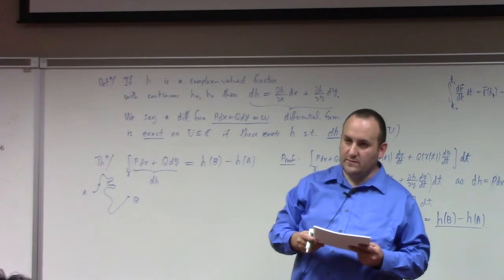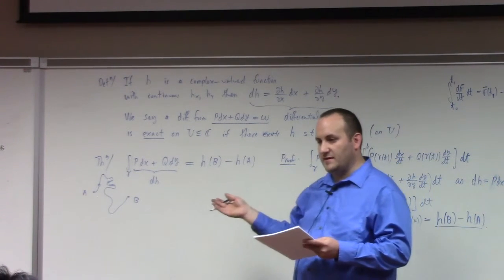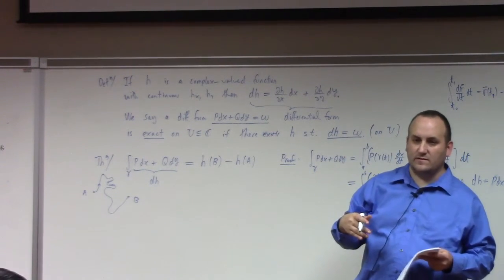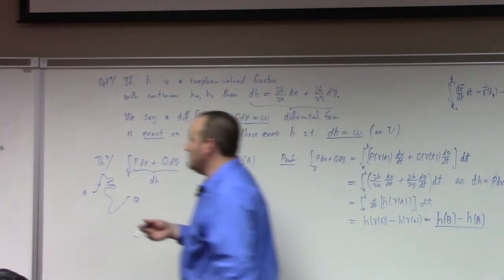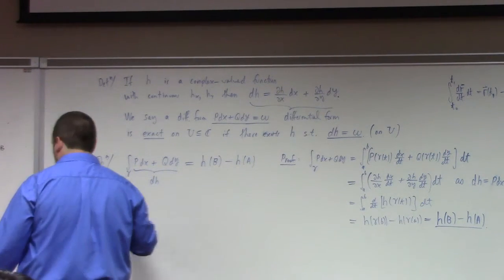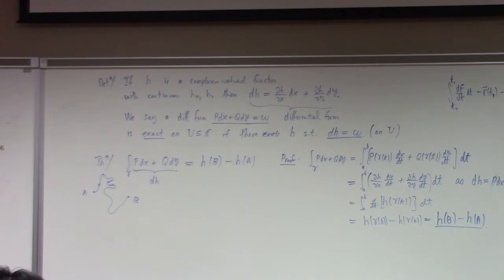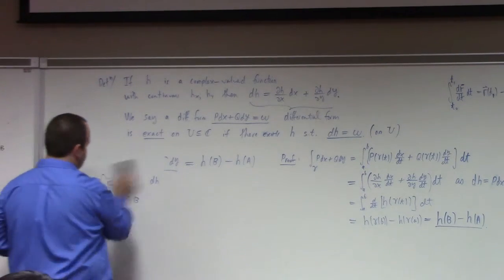I've already showed you that exact implies path independent, but the converse direction is harder to prove, right? How do you prove that if it's path independent, it must be exact? Do you understand the question? The difficulty?